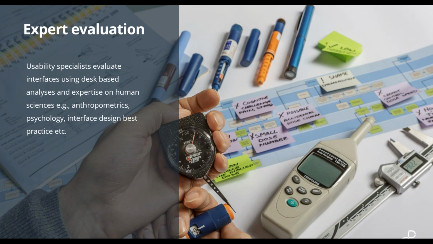So the types of things you can look at in an expert evaluation are anthropometrics, people's capabilities, and psychology, people's likely understanding within a certain scenario or context. And also there's a lot of guidance out there on interface design, best practice that's been developed over the years from many different sectors. By looking through all those lenses and thinking about all those aspects, it can be a relatively valuable but quick exercise to evaluate a concept or existing user interface via an expert evaluation.